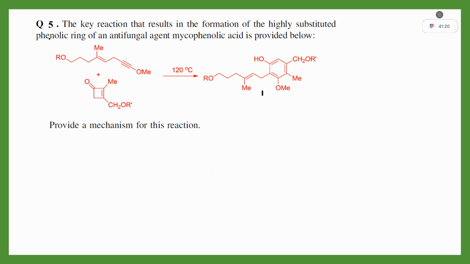The key reaction that results in the formation of the highly substituted phenolic ring of an antifungal agent, mycophenolic acid, is provided below. Could you please tell me a reasonable mechanism for this reaction? If you are trying to solve it, the hint for this question is formation of ketene, and start solving.